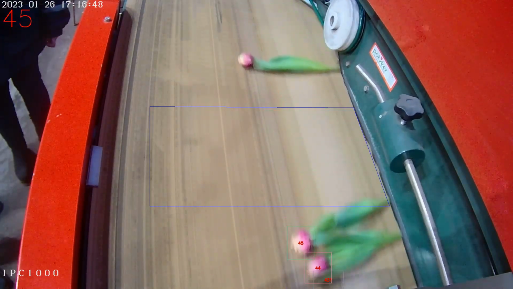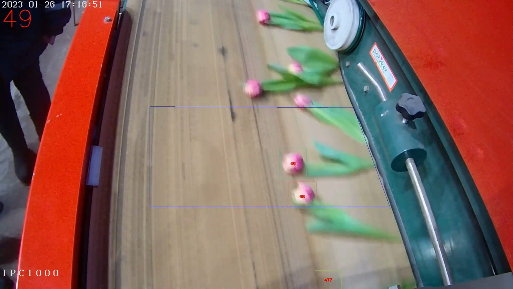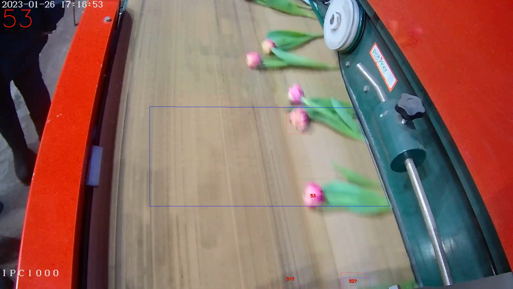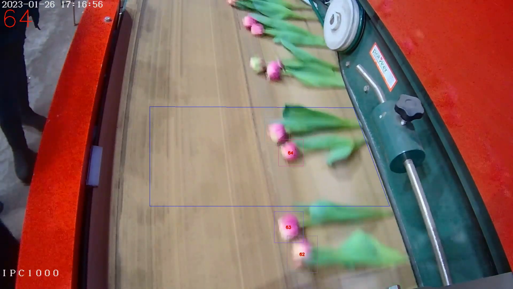We're applying a little trick. The CamContador counter does not recognize the tulip with its stem and leaves, but only its pink bud. This allows all flowers to be identified and counted.